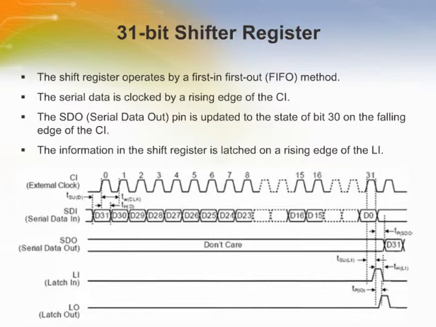The information in the shift registers is latched on the rising edge of the latch input pin. The latch input pin must be brought low before the rising edge of the next clock pulse to avoid latching erroneous data. The latched data remains latched on the rising output enable in signal.